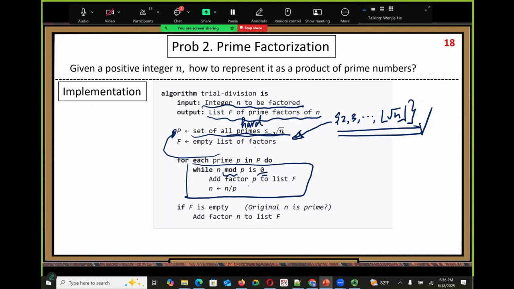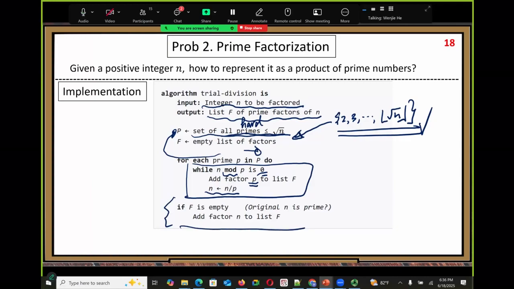If it's 0, that means you add this p to the list F. Then replace the current n by the quotient n over p. Then another iteration of the while loop, until you extract all the possible p factors from n. Then you move to the next p in the capital P list. That's the meaning: outer for loop, inner while loop.